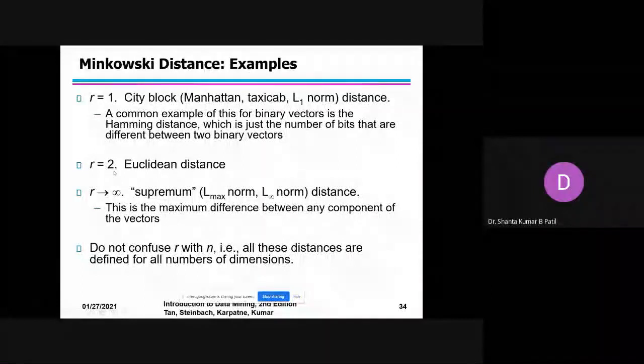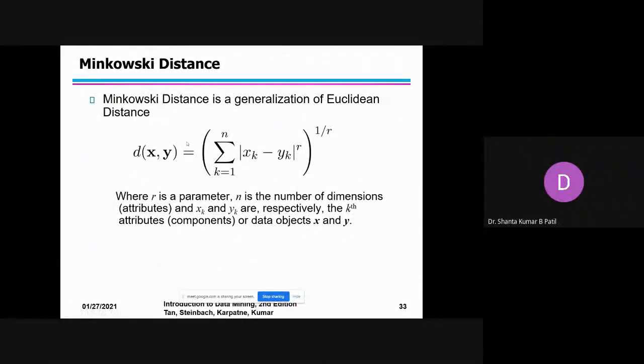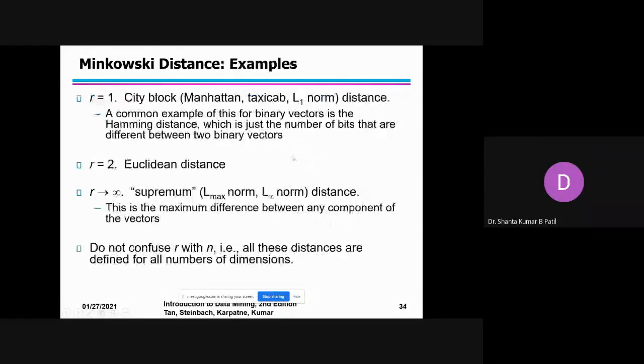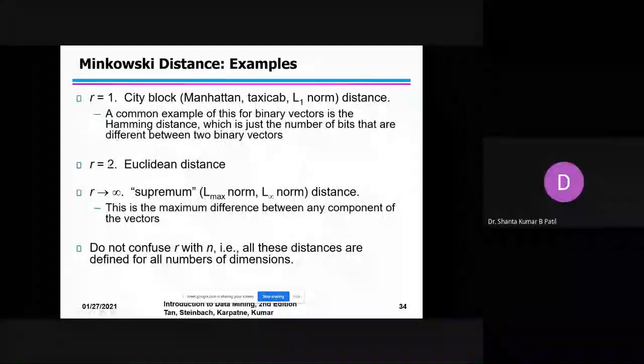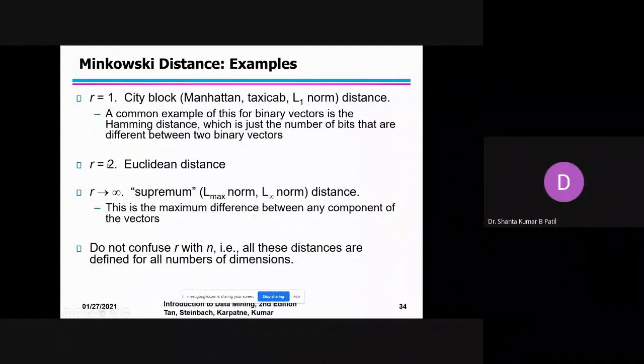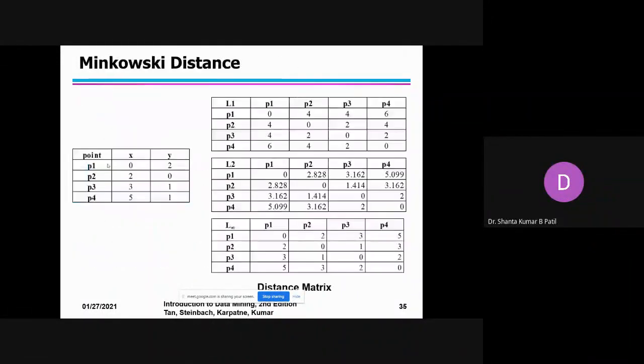As I told, Minkowski rewrote the equation. Before that, R was 2, and that is called the Euclidean distance. When R is 2, it is the Euclidean distance, and when R is infinity, it is the supremum. We apply all these values of R in order to get the different patterns, which are used to find out the similarity and dissimilarity between the points.